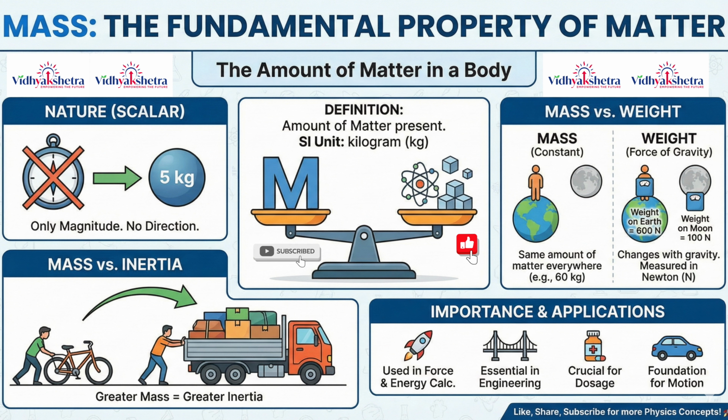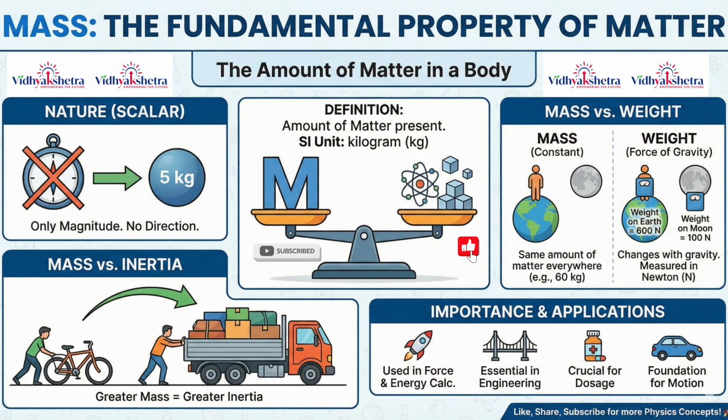Mass and inertia. Mass is a direct measure of inertia. Greater the mass, greater is the inertia. This means a heavy object resists changes in motion more than a light object. Example: it is easy to stop a moving bicycle, but difficult to stop a moving truck. The truck has more mass, so it has more inertia.